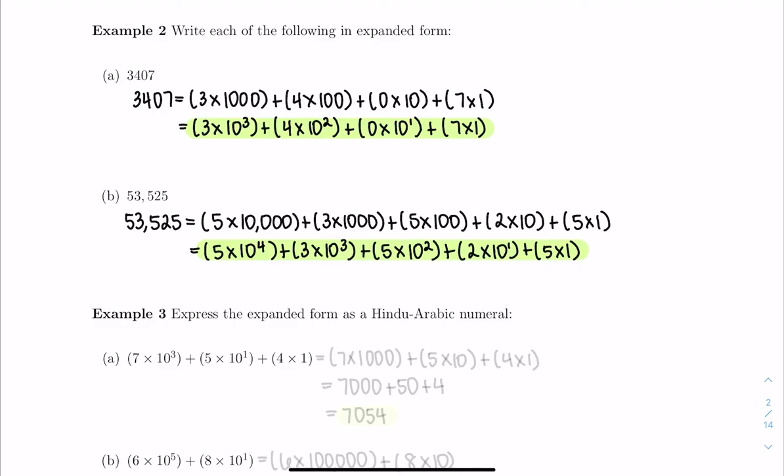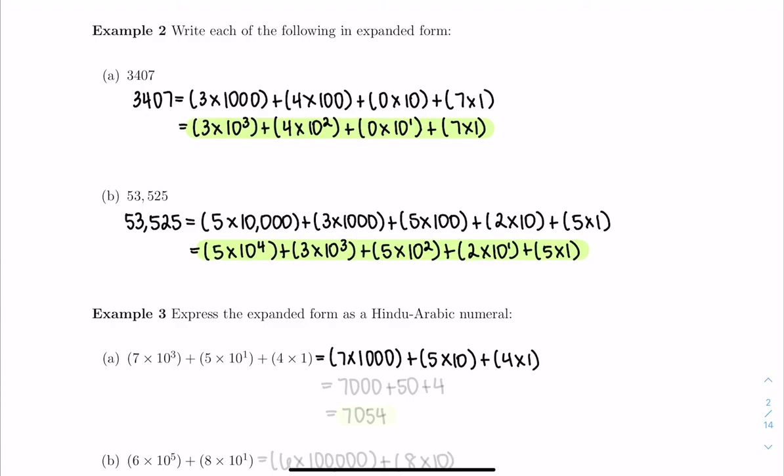We can also go the opposite direction. We can go from expanded form and put it into the normal Hindu-Arabic numeral. That's what we're going to do for example number 3. We've got 7 times 10 cubed plus 5 times 10 to the 1st plus 4 times 1. Let's just simplify each set of parentheses. 10 to the 3rd is going to become 7 times 1,000. Then we've got 10 to the 1st, which is just 10. And 1 isn't going to change.